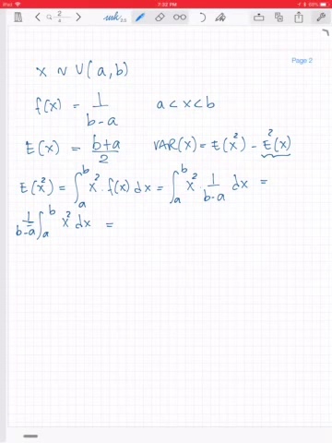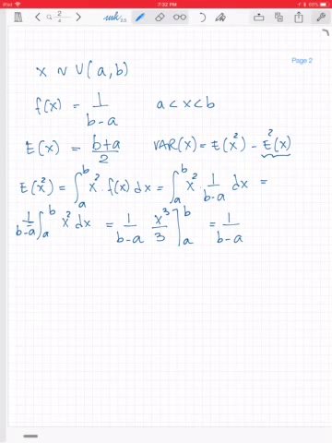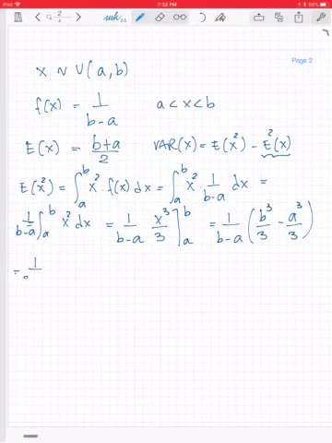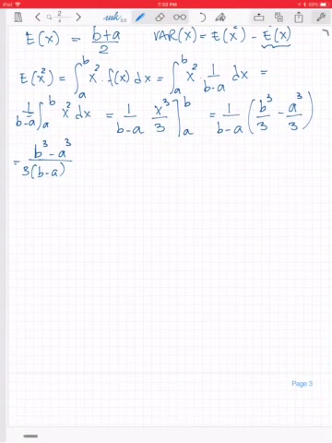Here you have to remember what the integral of x squared dx is, which is x cubed divided by 3, evaluated between a and b. So what do we have? 1 over b minus a times (b cubed divided by 3 minus a cubed divided by 3). Let's rewrite it nicely: 1 over 3 times (b minus a) at the denominator, and here I have b cubed minus a cubed.